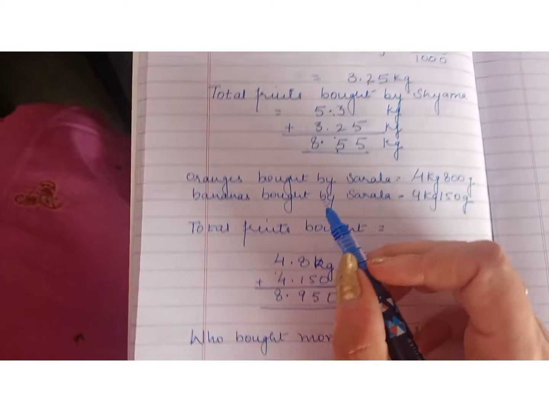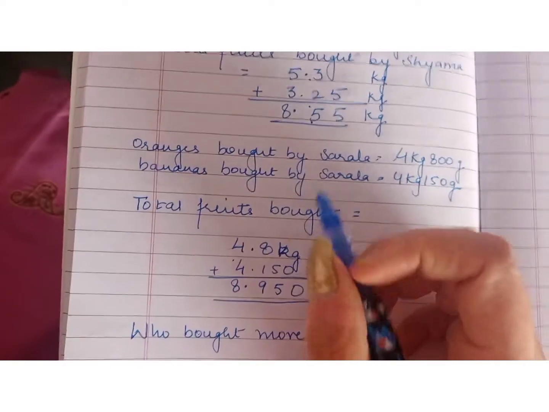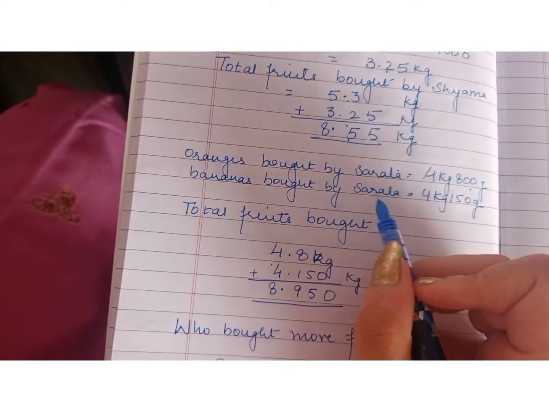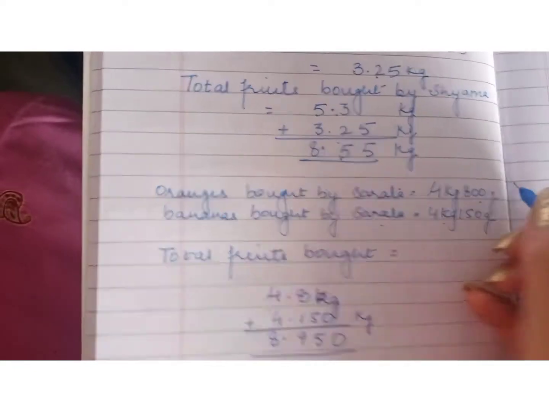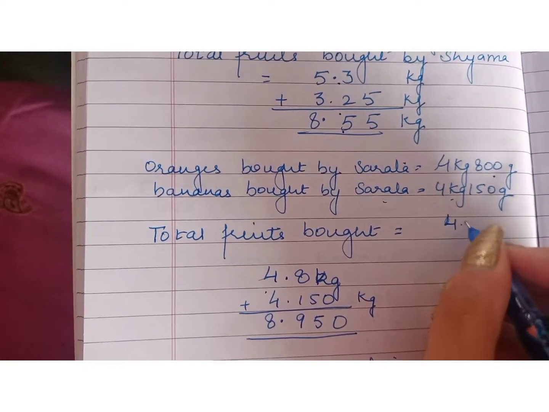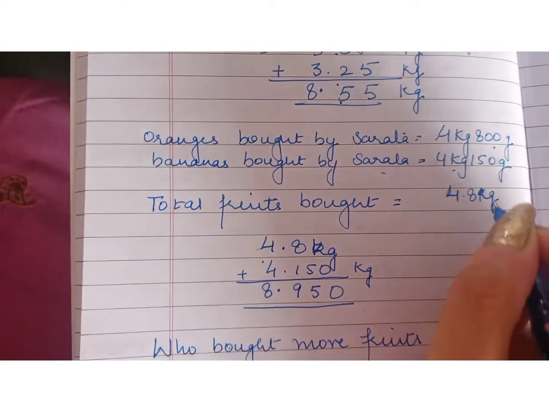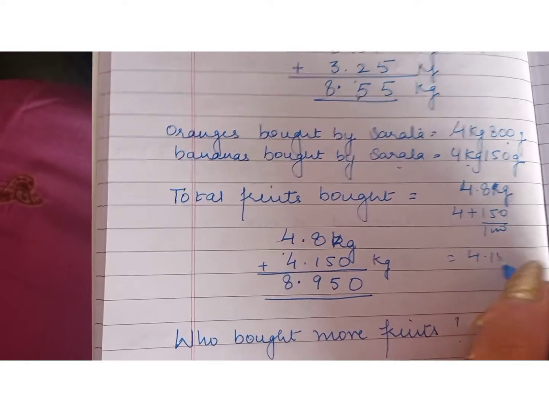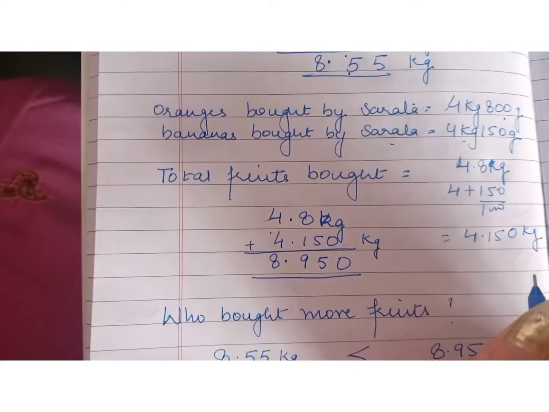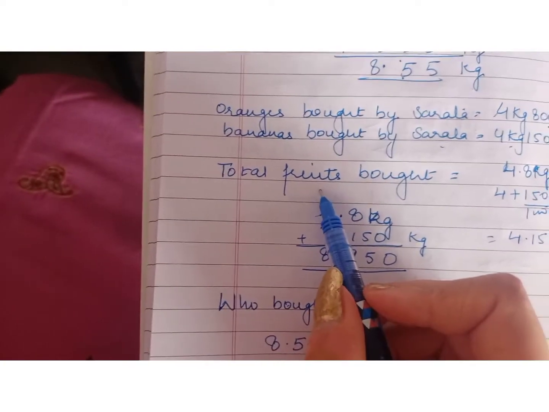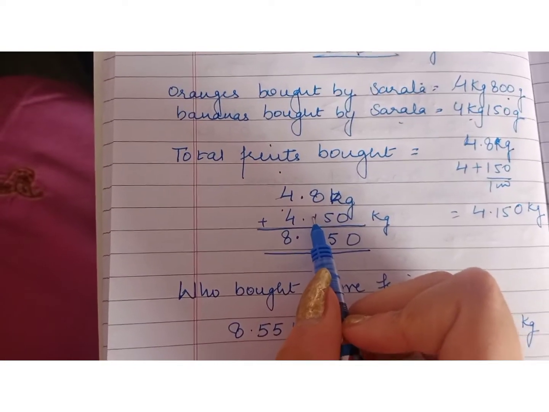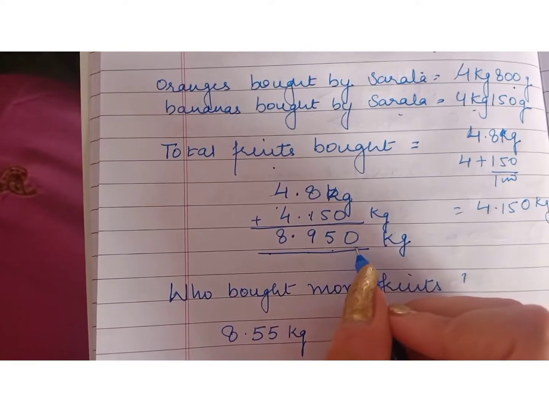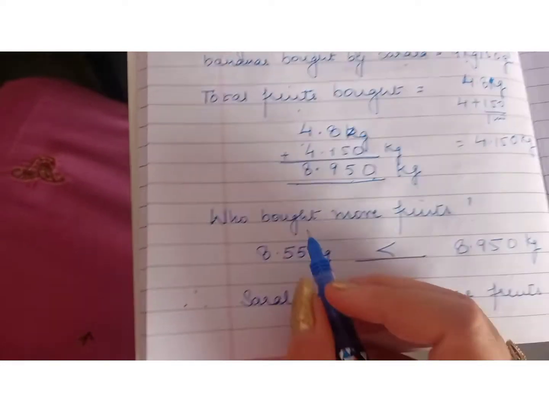Similarly, by a similar method, you will find the total weight of fruits bought by Sarla. Oranges bought by Sarla is 4 kg 800 grams and bananas bought by Sarla is 4 kg 150 grams. When you convert it, you will get 4.8 kg for oranges and 4 plus 150 upon 1000, it will become 4.150 kgs of bananas. Now, you need to find the total fruits bought, add both the quantities. The total fruit bought by Sarla is 8.950 kg.